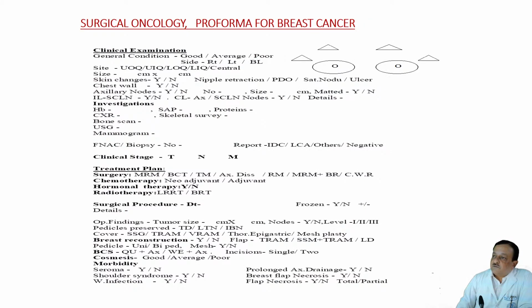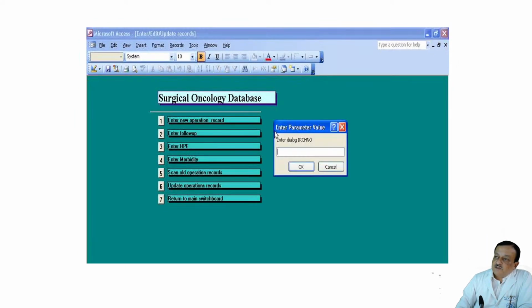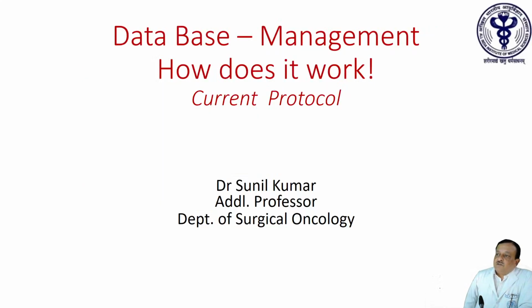So these are a few examples of disease-specific proformas. This is how it looks. If you want to enter a new patient, click the first option. You want to make a discharge summary, you want to run a query, or print a record or summary, something. If you want to enter a histopath, again you put a unique identification number. So this is just a general architecture of the database.